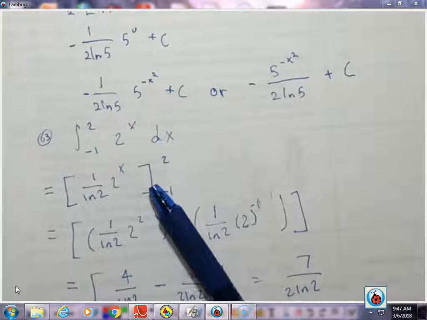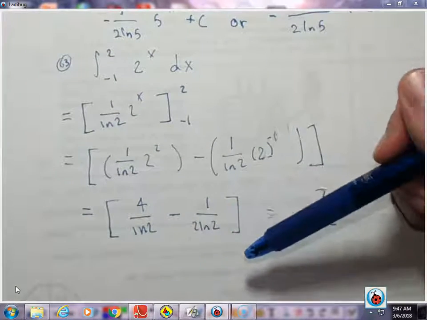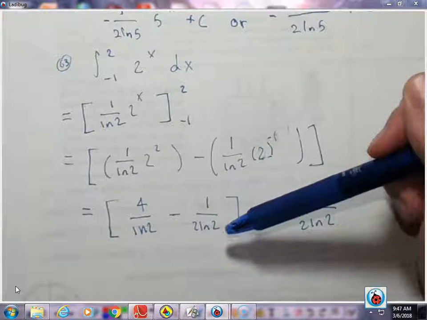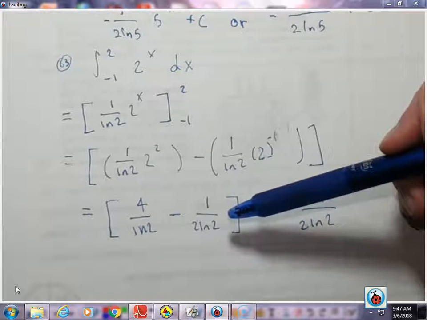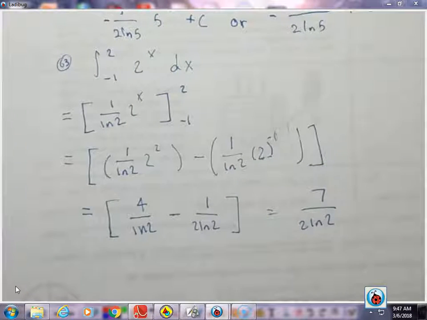Could you do anything with the 2 ln 2? Yes. So you got 4 over ln of 2 minus 1 over 2 ln of 2, right? Go ahead and multiply it times 2 over 2. Show the difference between the 1 ln of 2 and the 2 ln of 2. Like, where do you get those two different things? I get the ln of 2, but that's just there.